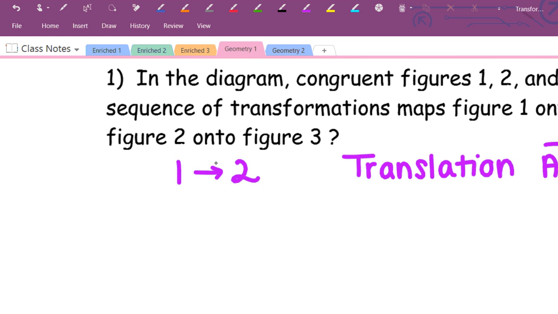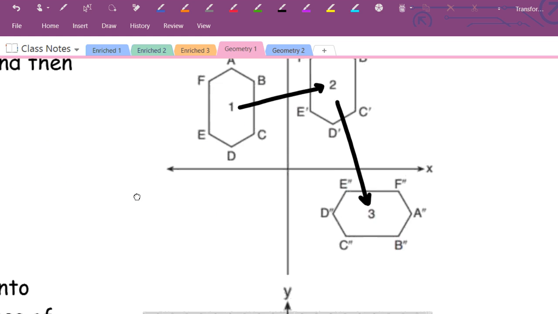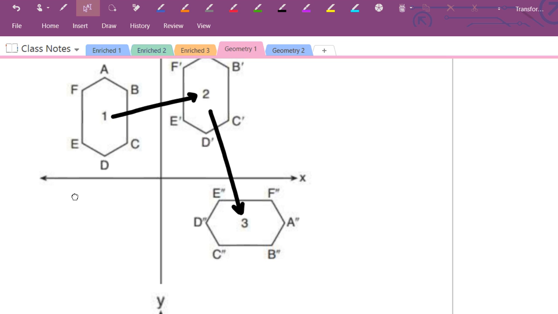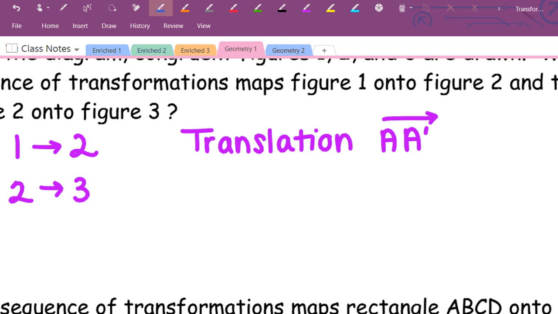We need to go from figure 2 to figure 3. Take a look at figure 2. Take a look at figure 3. And how can I go from figure 2 to figure 3? So I'll start off with, you're right about the rotation. So it's going to be a rotation. Now here's the part to figure out how many degrees it's going to be.